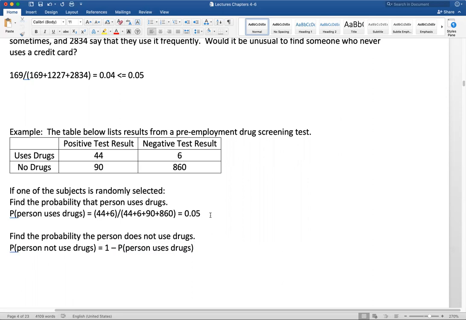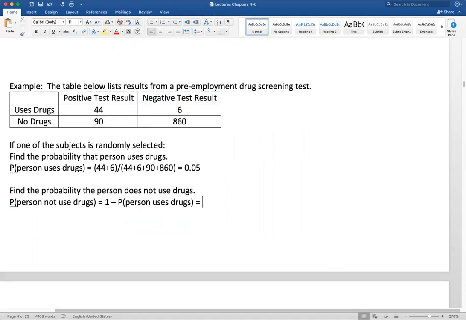So we just ignore the positive test result and negative test result; we don't concern those two cases. This is going to be 1 minus 0.05, which is 0.95.